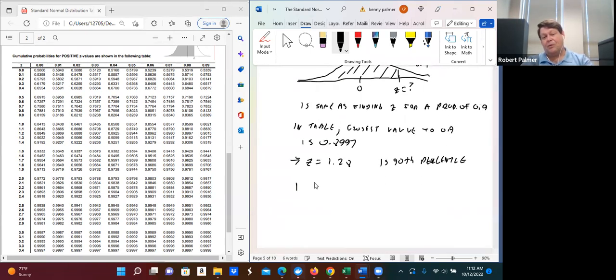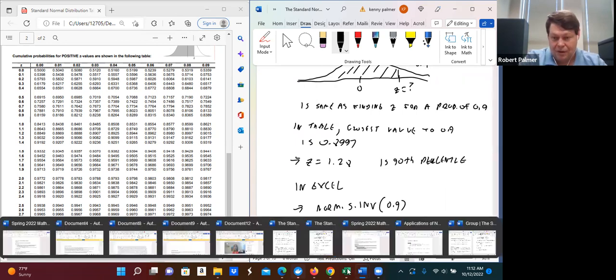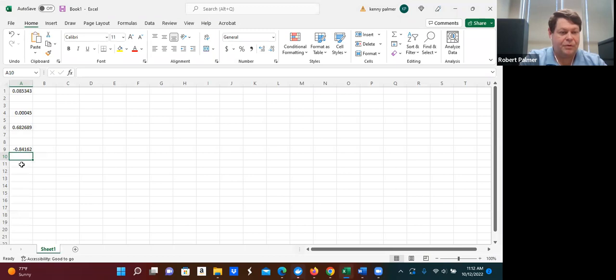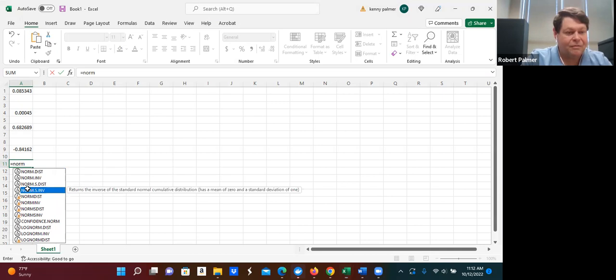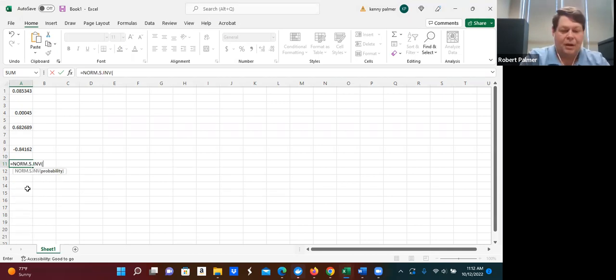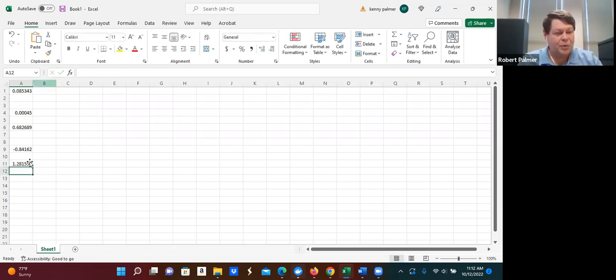Now in Excel, once again, it's NORM.S.INV for the inverse, and then we just type in 0.9, and this will give us an even more accurate answer. Let's go back to Excel. Okay, so do a similar thing. Equals, just type in norm, go down to .S.INV, and then type 0.9. And yeah, as we said, it's 1.281552.